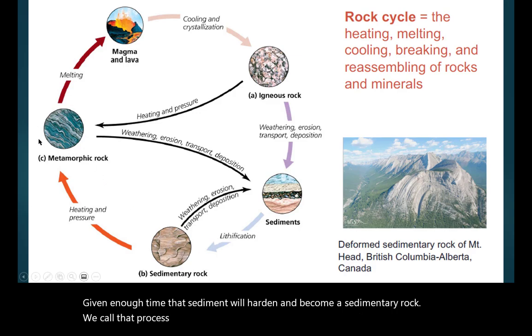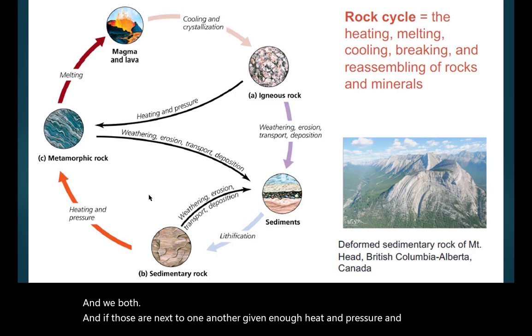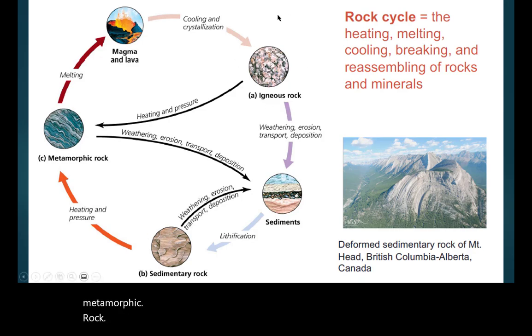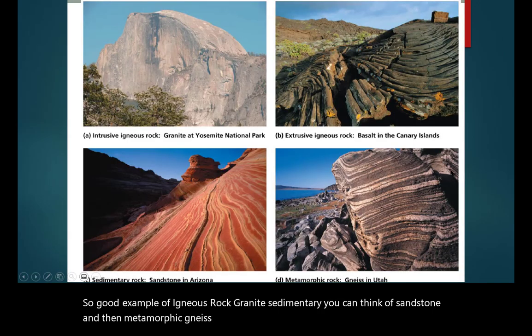Finally, you got metamorphic rock. So you can take an igneous rock or a sedimentary rock, or both. And if those are next to one another, given enough heat and pressure, you can fold and bend and change that rock into a new type of rock called metamorphic rock. So a good example of igneous rock, granite. Sedimentary, you can think of sandstone, and then metamorphic, gneiss, G-N-E-I-S-S. Here are some examples.